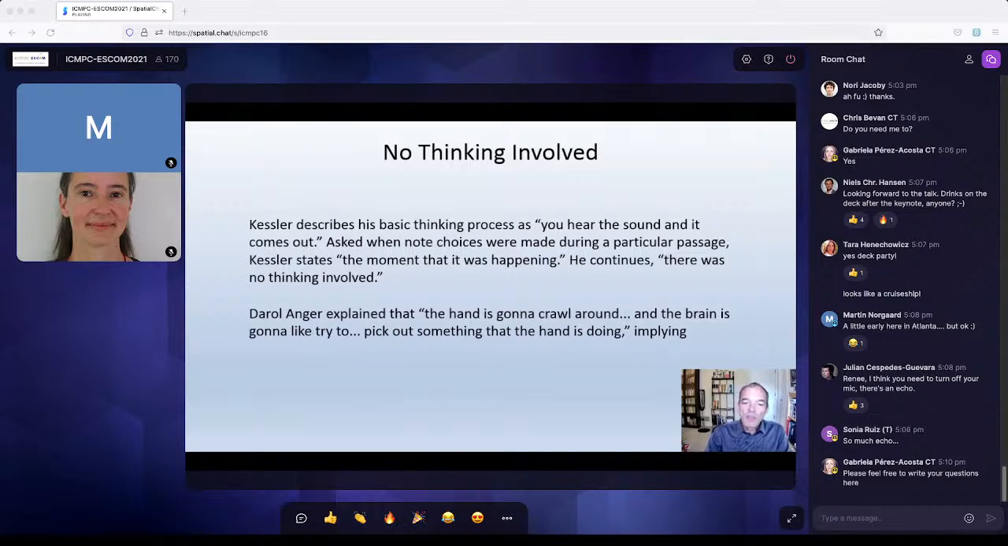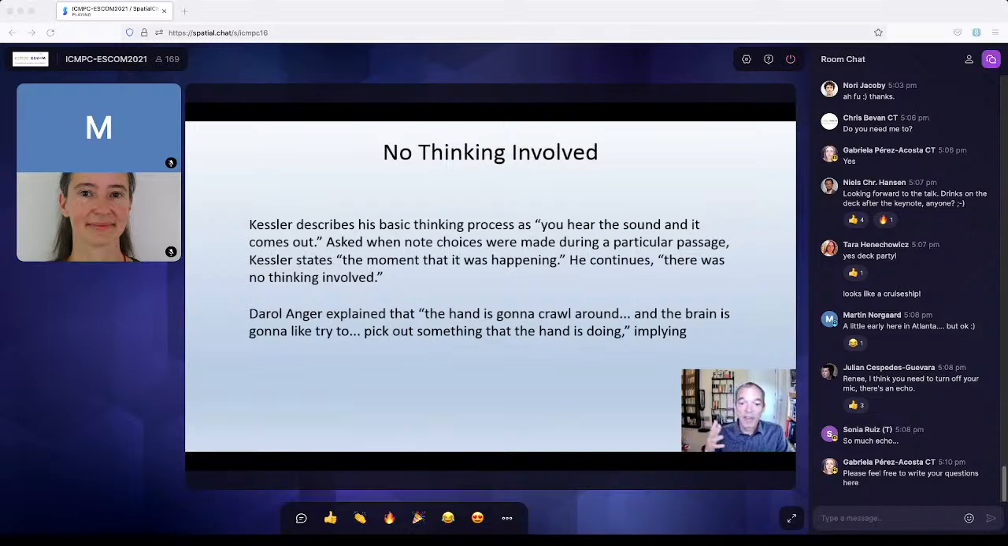Another thing that came out in addition to the themes that I just mentioned was this general idea that the improvisers were not completely in control of their own choices, and that there was no thinking involved. So Kessler, a trumpet player, described that he's not making any choices. He says that there's no thinking involved, and that notes just come out the moment it's happening.